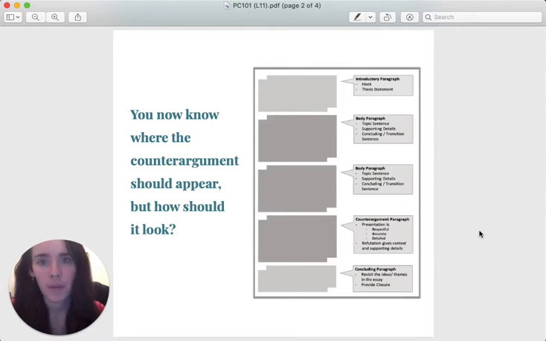You know from our lesson where the counter argument should appear, but you may be wondering what it should look like in your paper. So, from our lesson, we know that it comes after your body paragraphs where you make your argument, but before the conclusion where you end really strong once again with your argument. So, it will appear here, but what does it really look like? Is it going to be out of place? Will it seem like a paragraph from another person's paper? Ideally, no, and here's how you can keep that from happening.